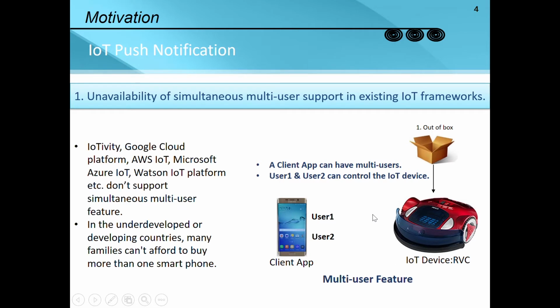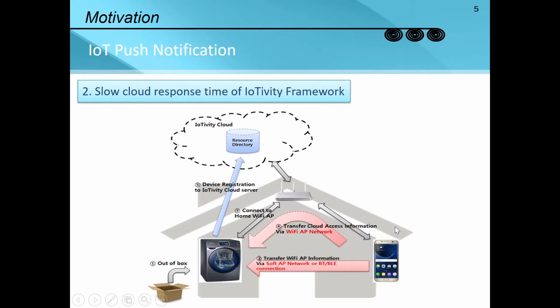Moreover, in the underdeveloped or developing countries, many families cannot afford to buy more than one smartphone. With the multi-user feature, different users can control IoT devices with a single smartphone. Our second motivation is the slow cloud response time of IoT framework.